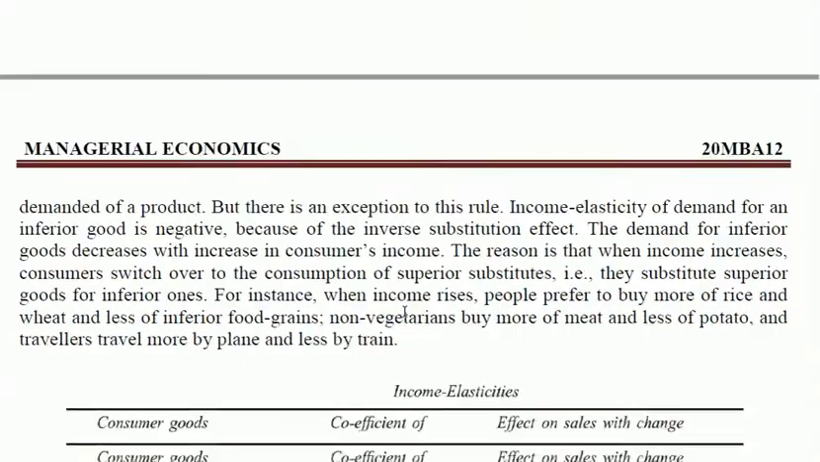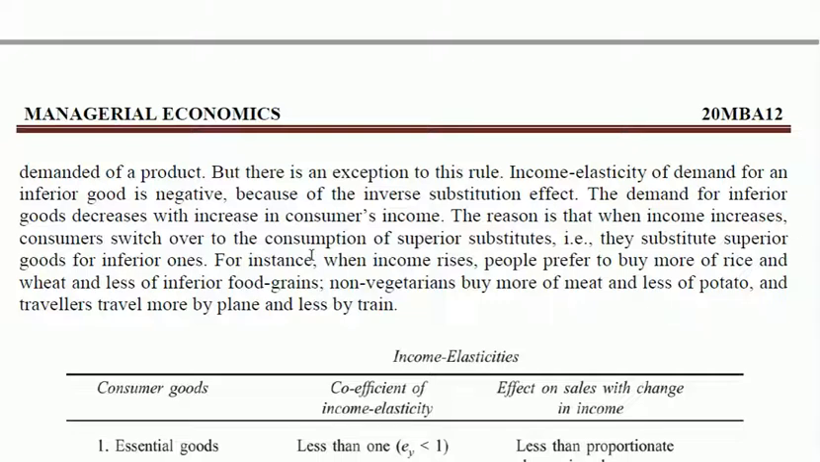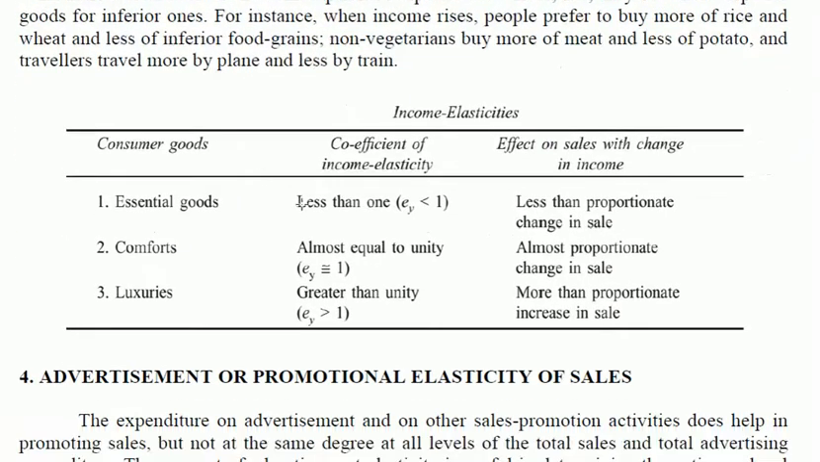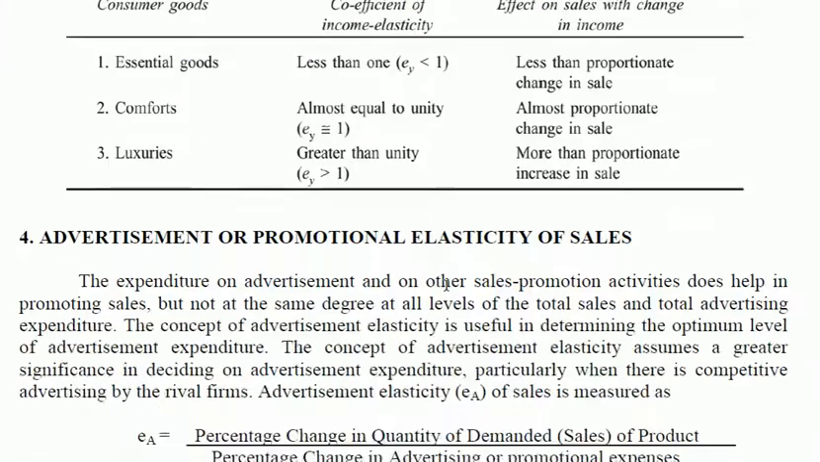Another example is about the staple food of the people. Income elasticity depends upon whether it is an essential good, a comfort good, or a luxury good. So this shows how income elasticity will affect the quantity which is demanded. You can go through it.